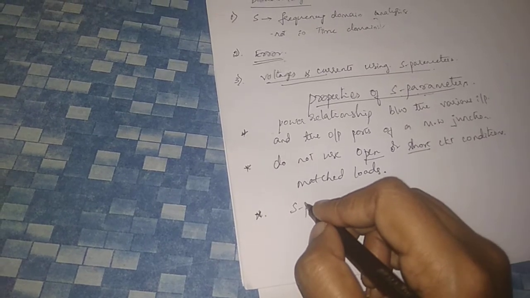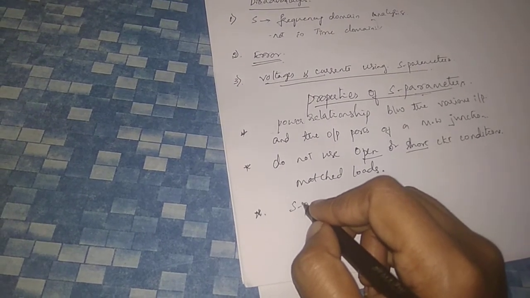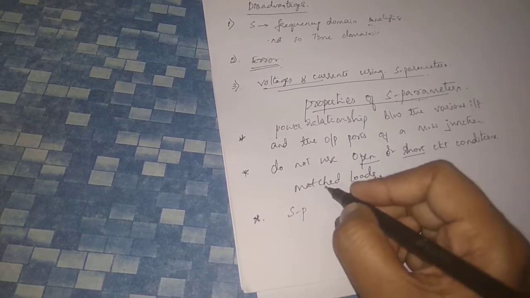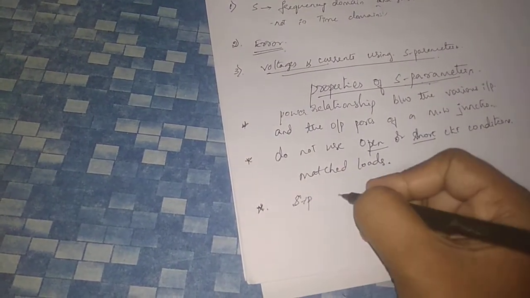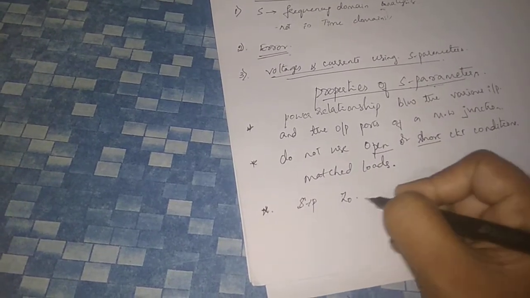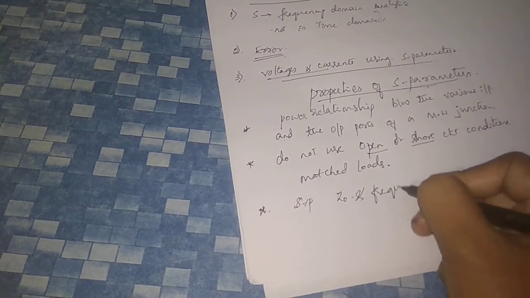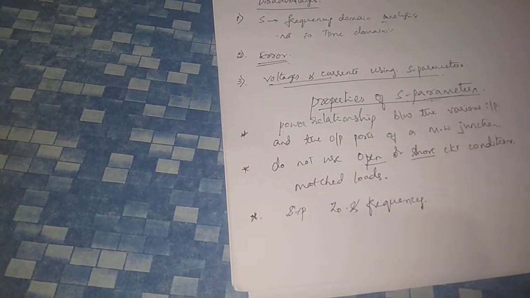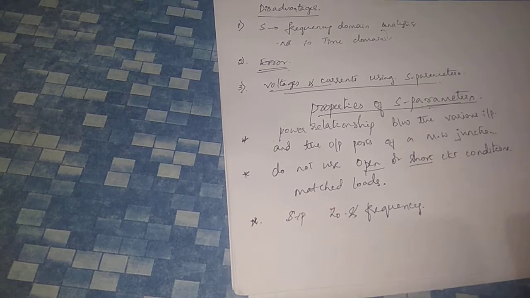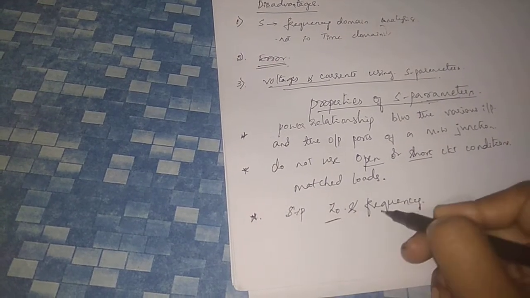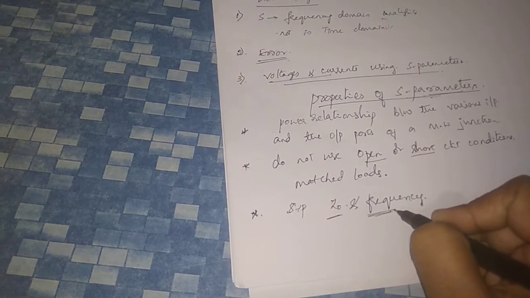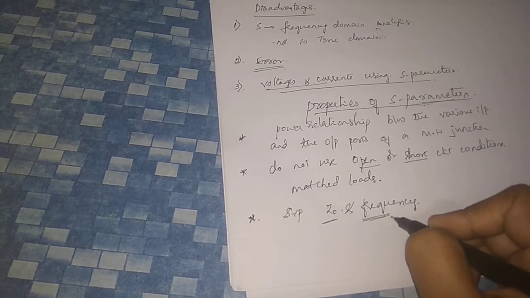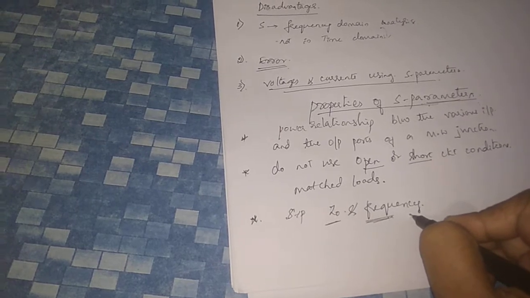In addition to the characteristic impedance or the system impedance. So it is important to mention the characteristic impedance and the frequency also. Without these two, you will not be able to find the S parameters. It is a must. You should know the value of the characteristic impedance and the frequency. Why? Because the S parameters change with the frequency.